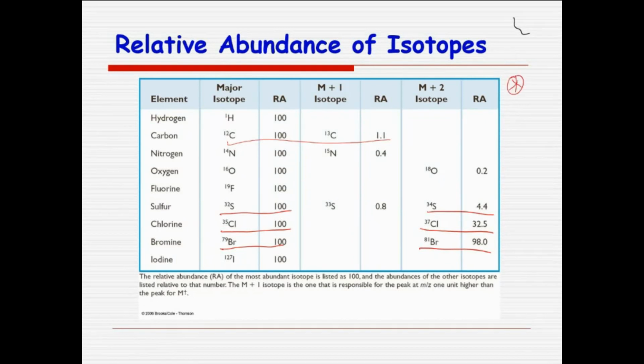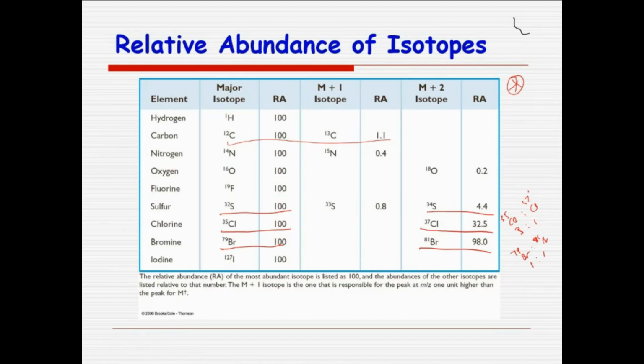Sulfur 32 is 100%, sulfur 34 is 4.4%, just 4%. Chlorine 35 is 100%, chlorine 37 is 32.5%. So chlorine 35 to chlorine 37 is 3:1. Why? Because 100 divided by 32.5 is 3:1. Similarly, bromine 79 to bromine 81 is in the ratio of 1:1.